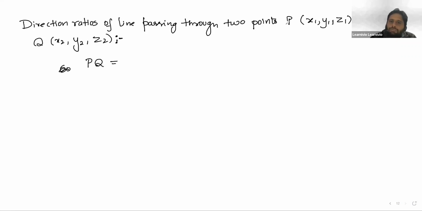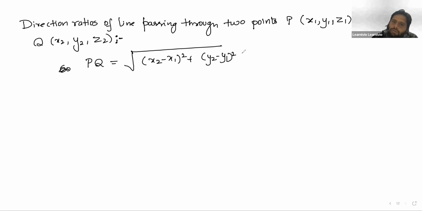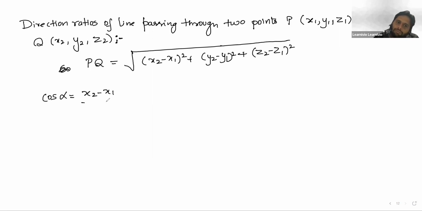PQ will be, these are 2 points. So you know how to find the distance between PQ. The formula is the distance formula: square root of (x2 minus x1) whole square plus (y2 minus y1) whole square plus (z2 minus z1) whole square. So that's the distance formula for PQ. Now if you need to find direction cosines, cos alpha will be x2 minus x1 by PQ.